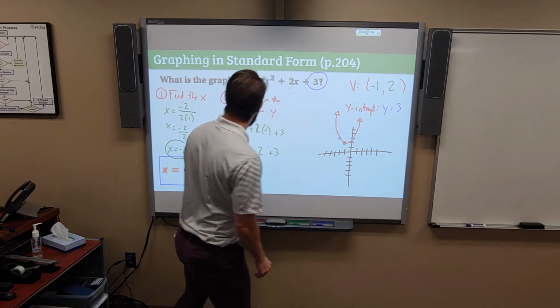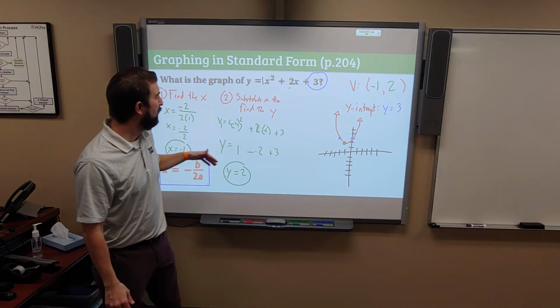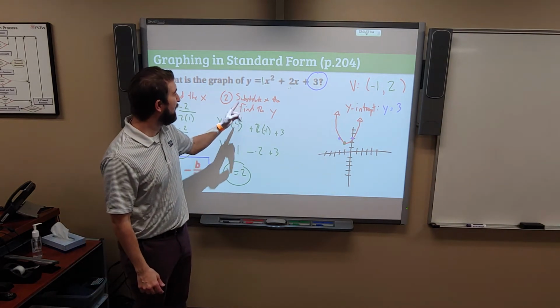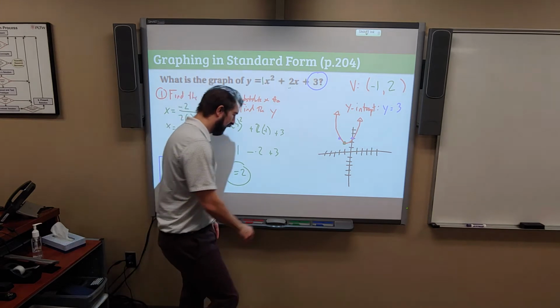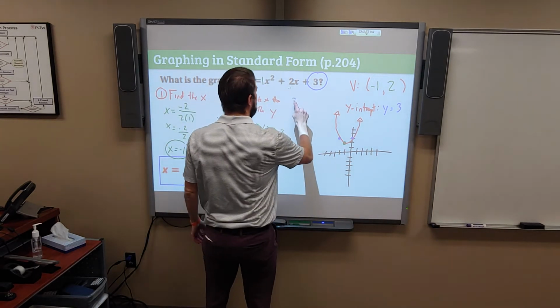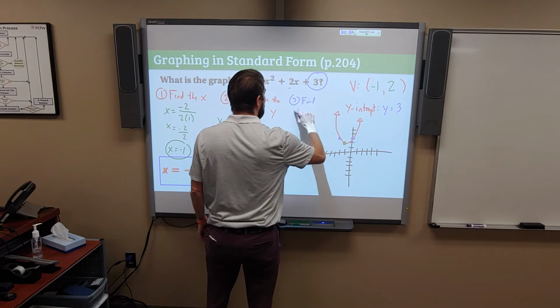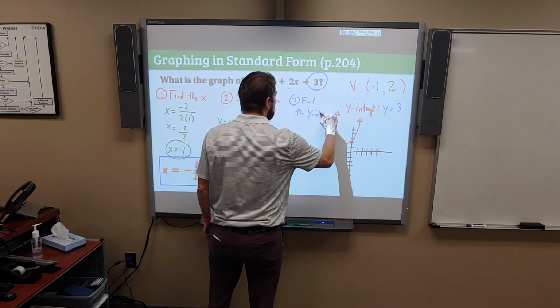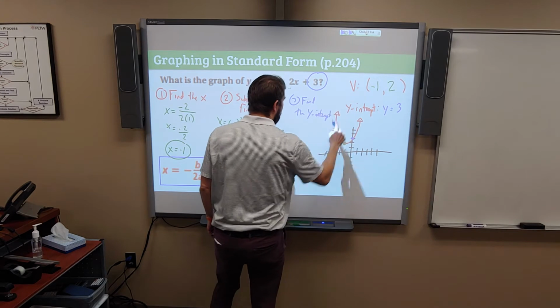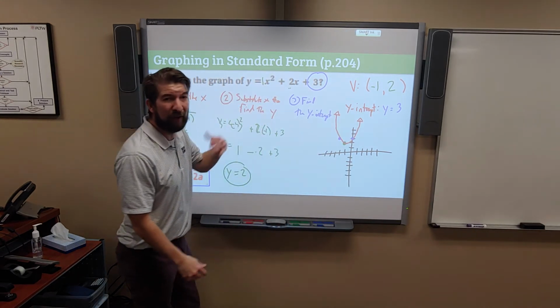All right, so you're finding the x, you're substituting the x to find the y, and then the third step, find the y-intercept, and then you'll be able to graph.